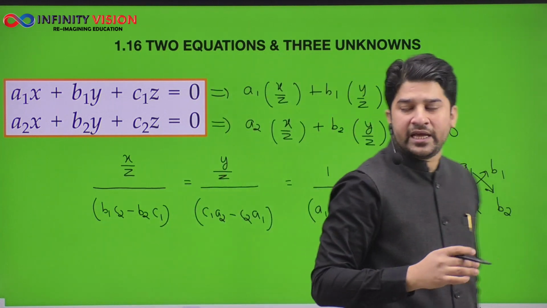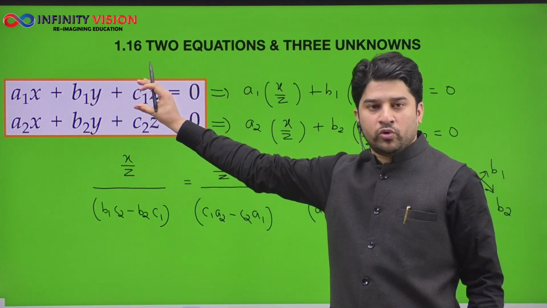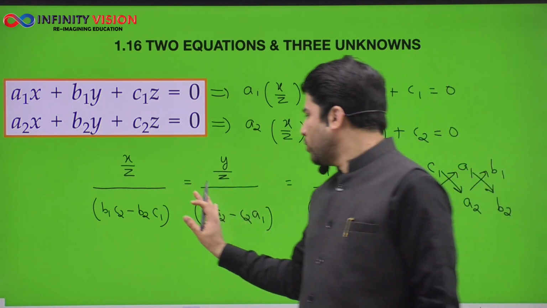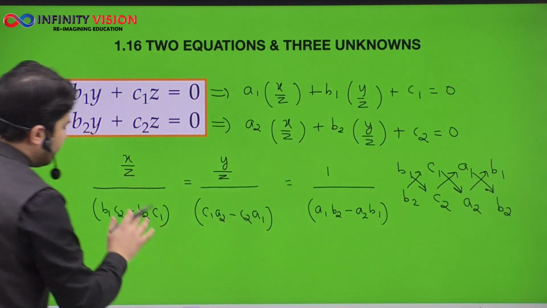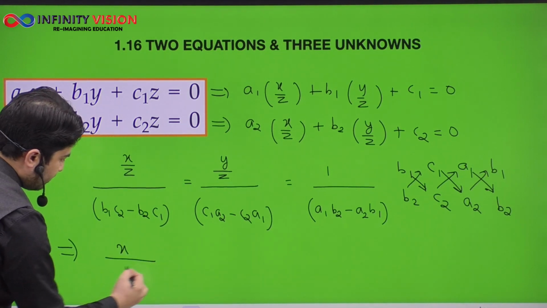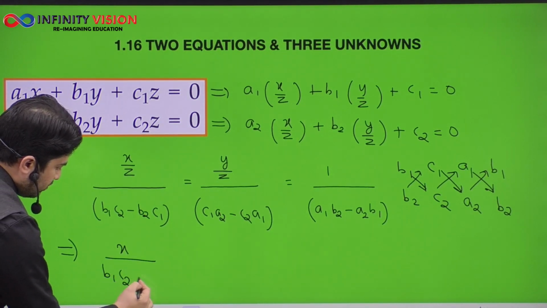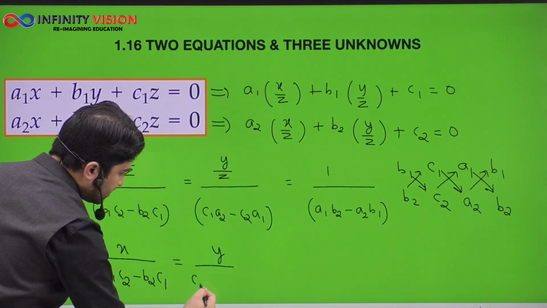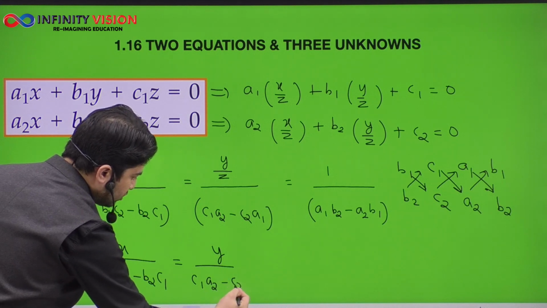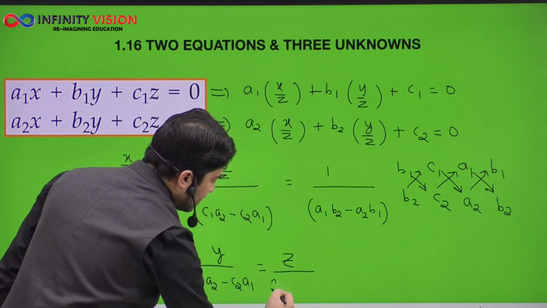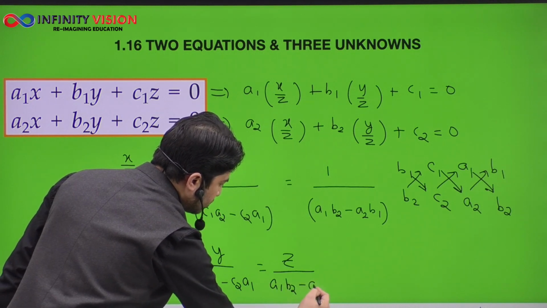So we have been able to reduce this whole system to a solution of something like this. Now what I can do, I can cross multiply by z. So I can write this whole thing as x upon b1 c2 minus b2 c1 equals y upon c1 a2 minus c2 a1 is equal to z upon a1 b2 minus a2 b1.